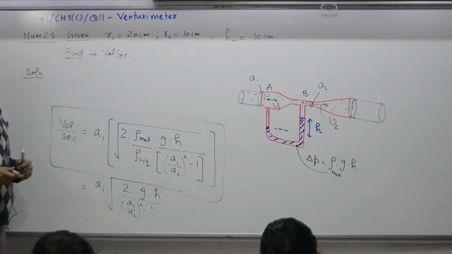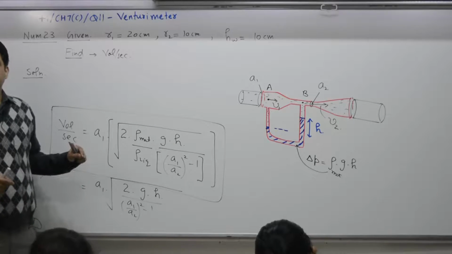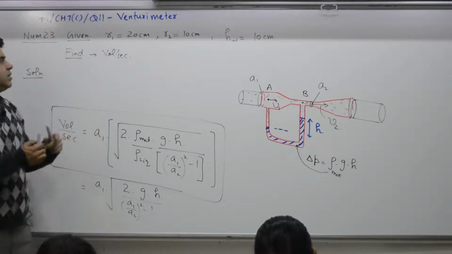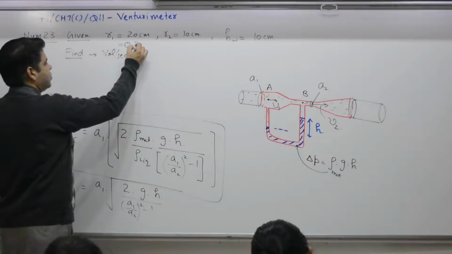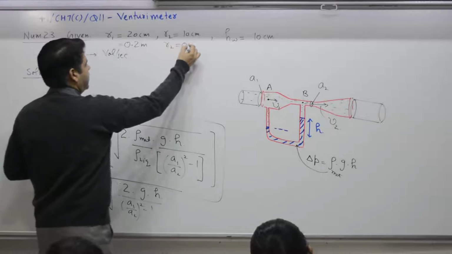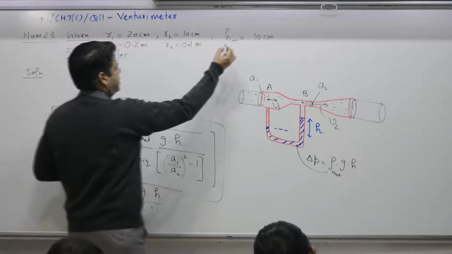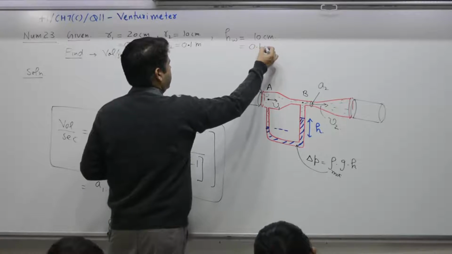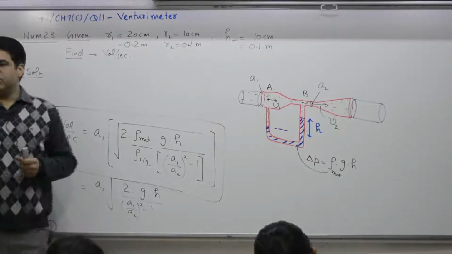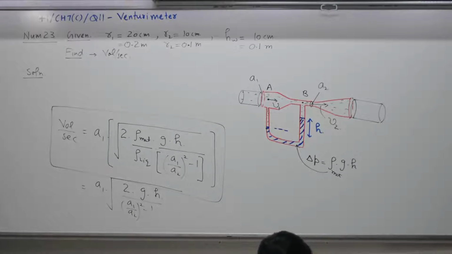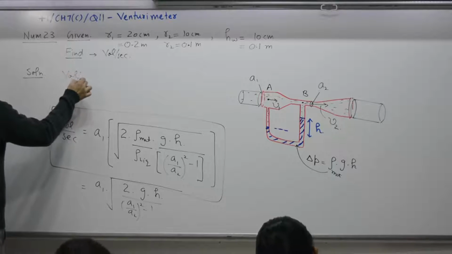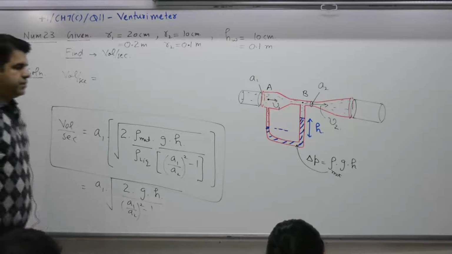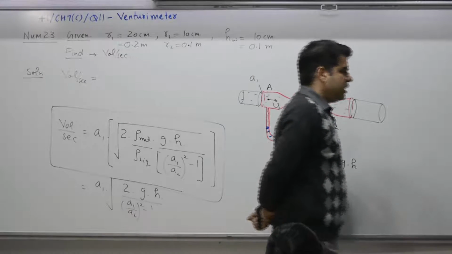Use SI. A1 is equal to what? Pi r square, but r is in meters, 0.2 meter. R2, 0.1 meter. Density of water, height of the water column, 0.1 meter. Two minutes with you for calculation. Two minutes for calculation. First answer in meter cube per second, in the SI system of units.